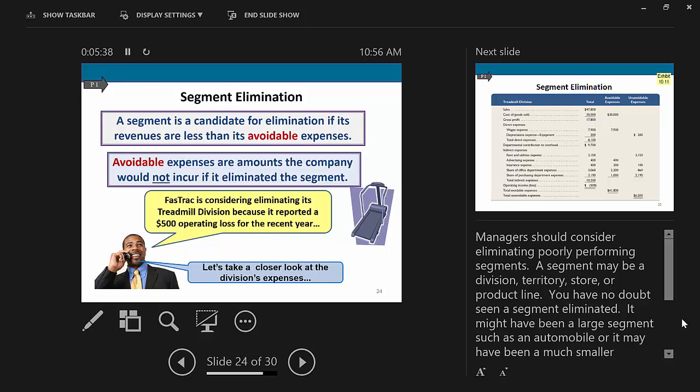So we're looking at this division and we're seeing that this division is losing $500, I don't know if it's a month or year or whatever it is. And so we're thinking, hey, let's go ahead and, well, we haven't said that yet.